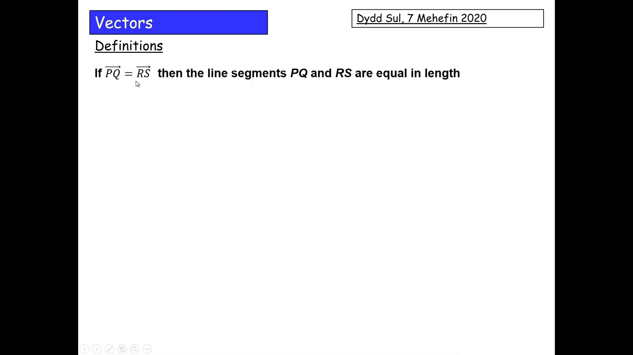So if PQ is equal to RS, then the line segments PQ and RS are equal in length, and they are parallel to each other. So this definition is very important. If PQ equals RS, then their lengths are the same and they have to be parallel.